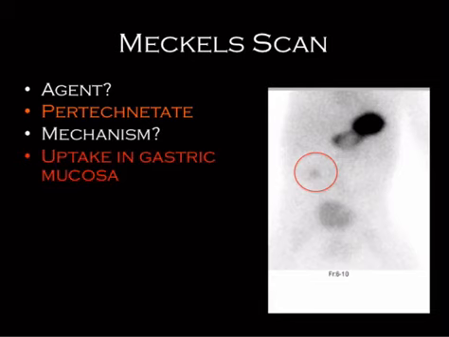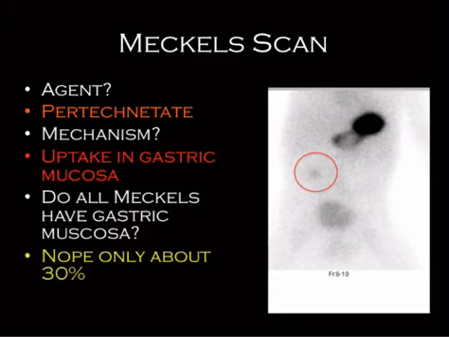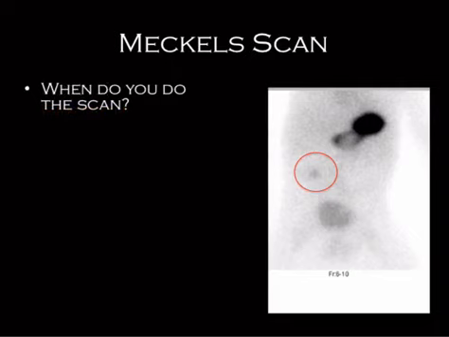All right. Do all Meckel's have gastric mucosa? No, about 30%. So that's seen in about 30% of the symptomatic cases. All right, so some more trivia here. When do you do the scan?